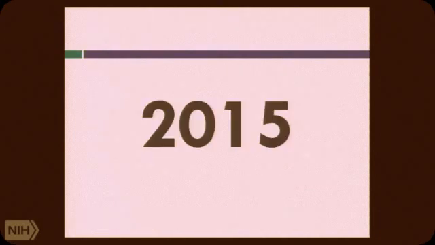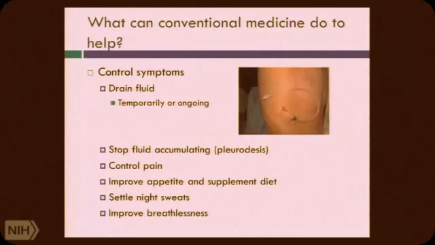So in 2015, where are we up to? What can conventional medicine do to help? Well, I always like to start off by talking about controlling symptoms, and that includes, importantly, draining fluid, which may be through indwelling pleural catheters or pleurodesis or surgical pleurodesis. Controlling pain is very important. If we don't control pain at the beginning, pain can become harder to control.